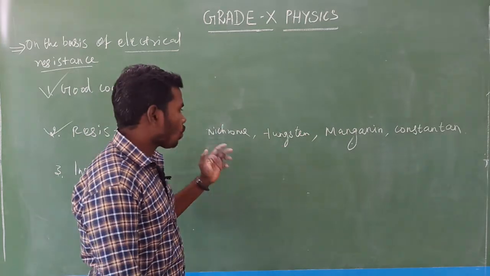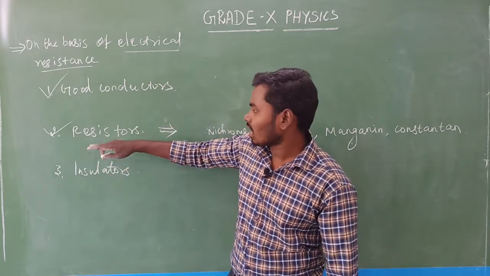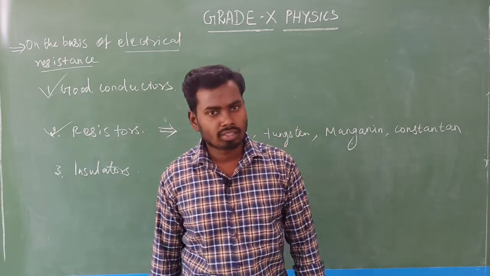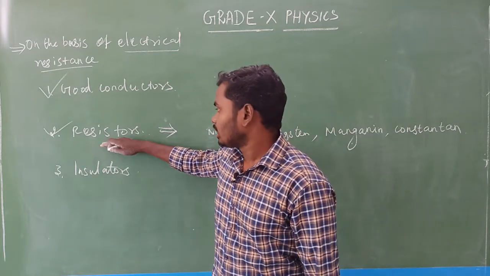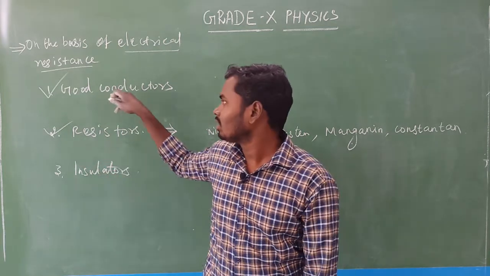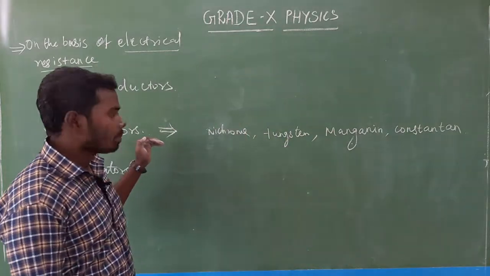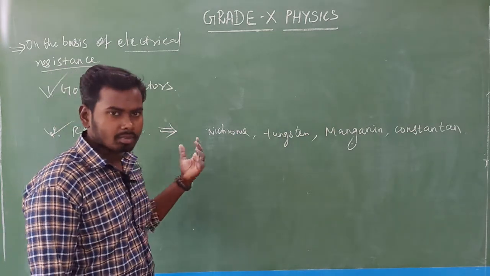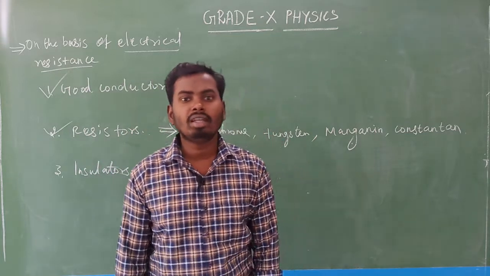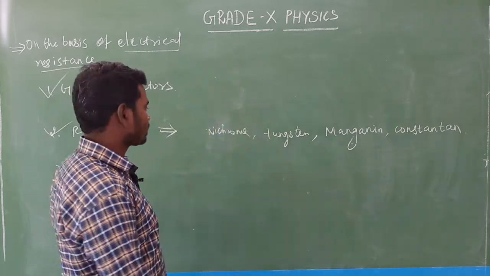Is it clear? Yes. Why, sir, are they allowing a very minimum amount of current? Because the resistors have a maximum amount of resistance. That is the reason why they will not allow the current in maximum amount compared to good conductors. So resistors are the substances which have comparatively maximum resistance. Comparatively maximum resistance, that is called resistors.